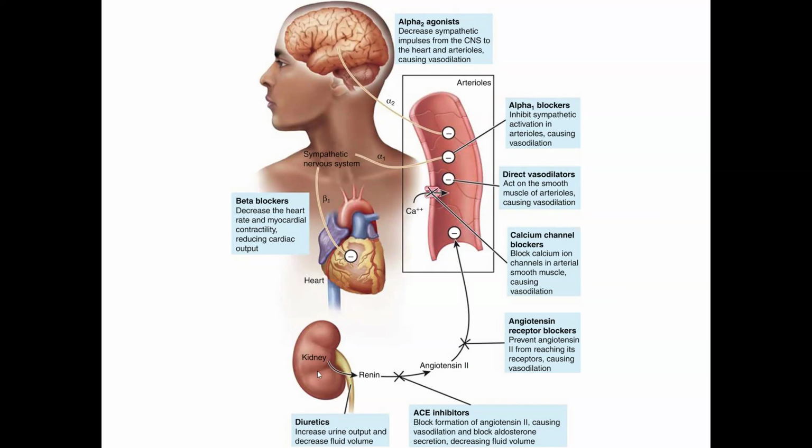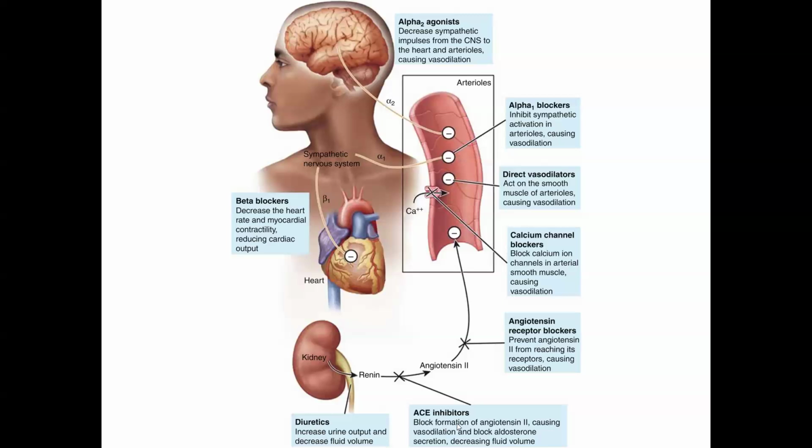So when we talk about the kidneys, the kidneys release renin, which converts angiotensinogen to angiotensin. Diuretics increase urine output and decrease fluid volume. So we'll talk about a category of high blood pressure drugs called diuretics, and they work on the kidneys and they basically help to reduce the amount of fluid volume in the blood vessel.